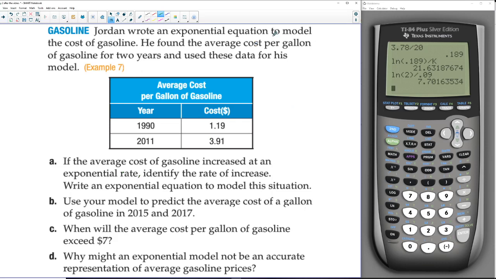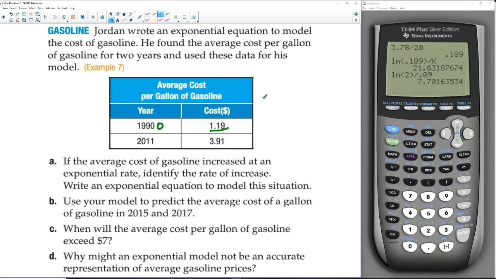Jordan wrote an exponential equation to model the cost of gasoline. He found the average cost per gallon of gasoline for 2 years and used these data for his model. If the average cost of gasoline increased at an exponential rate, identify the rate of increase. Write an exponential equation to model this situation. If we call 1990 year 0, then this is the initial cost.